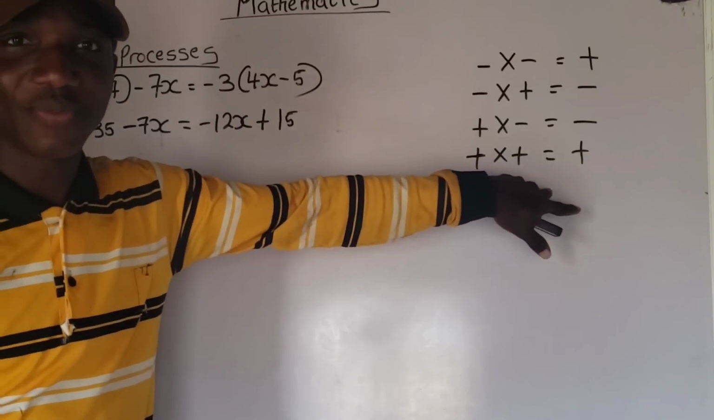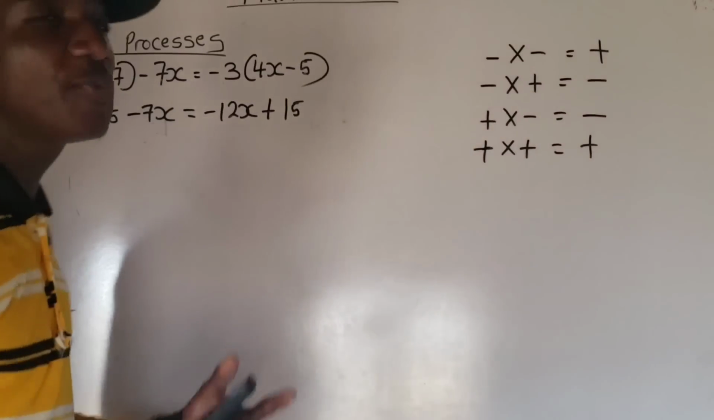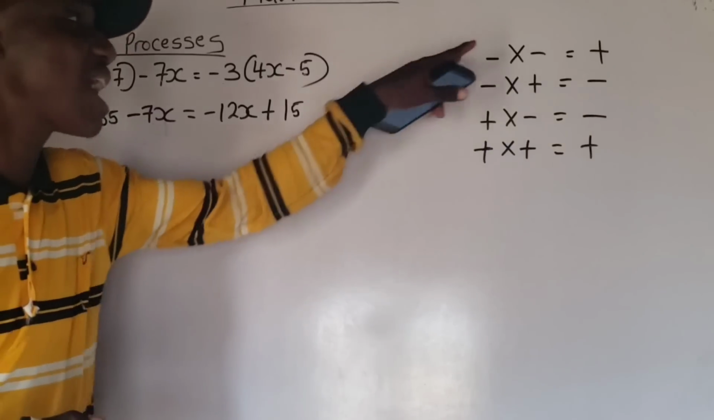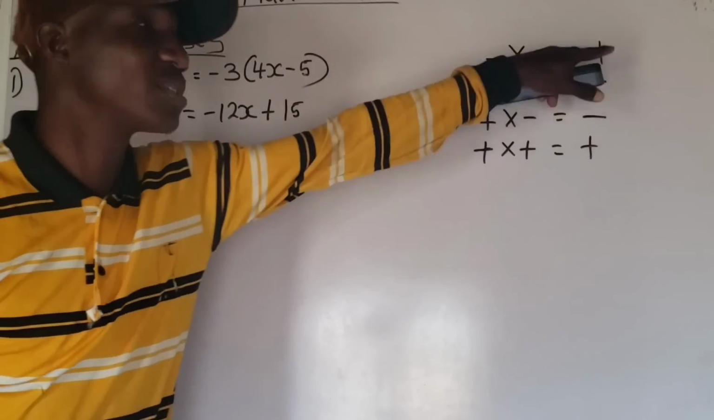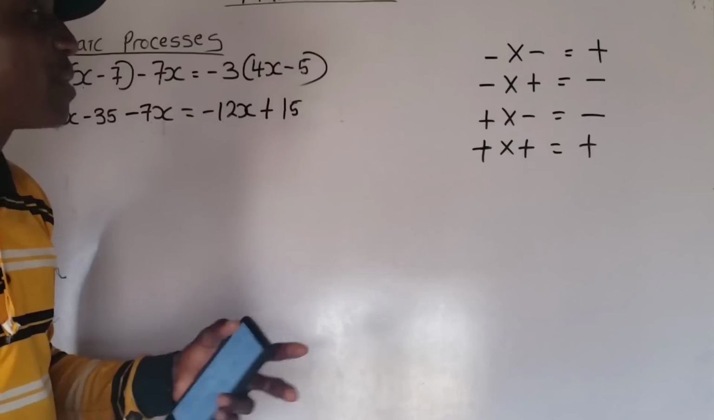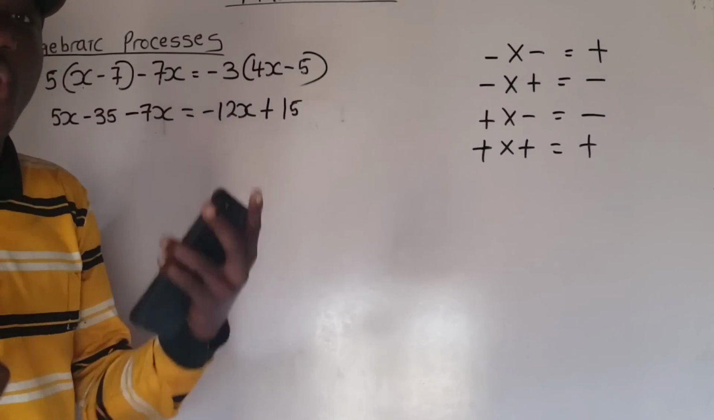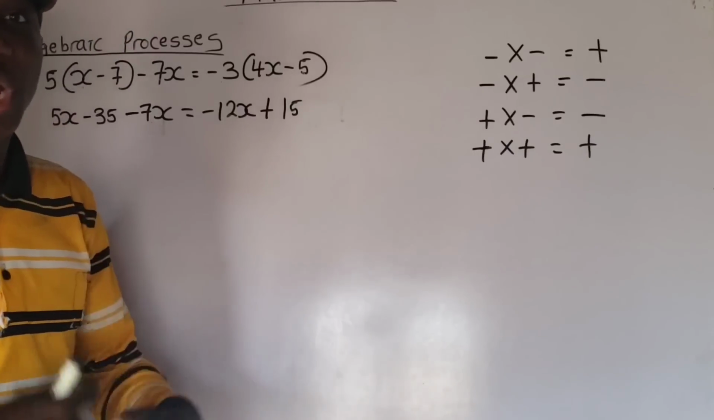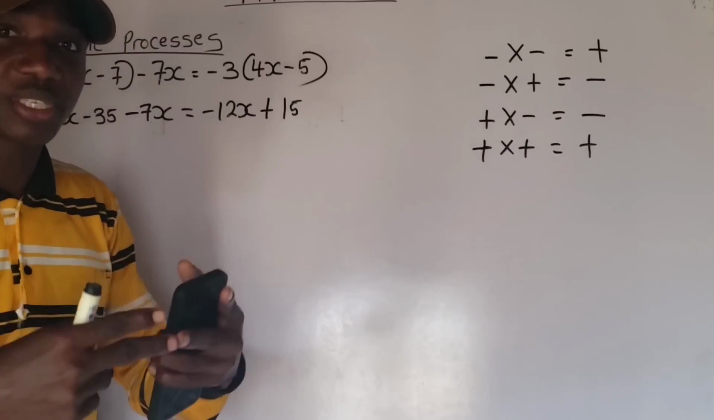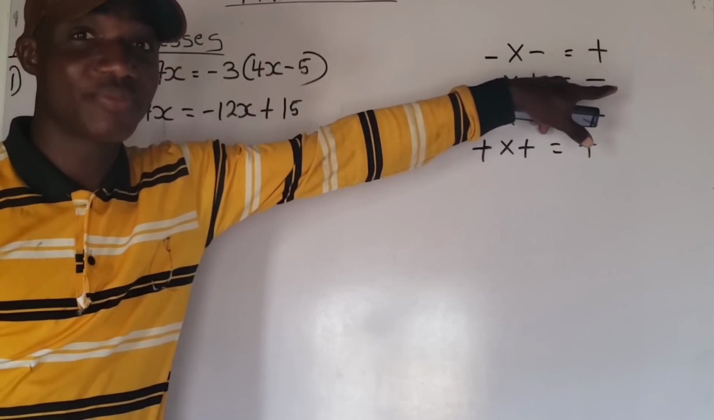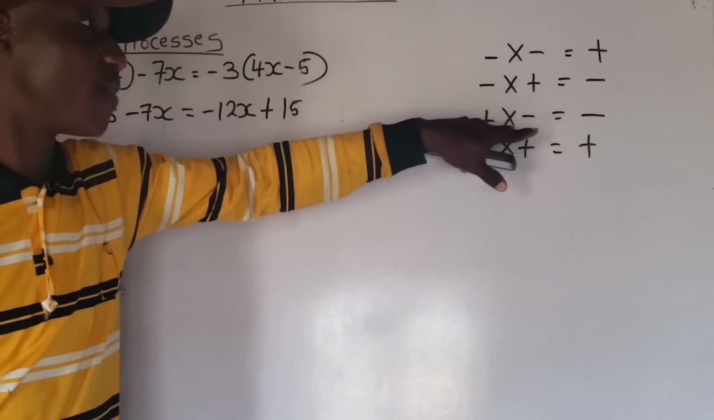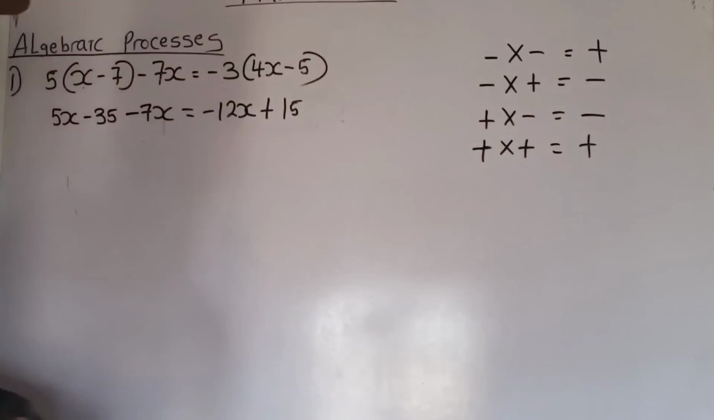Positive times positive, we are going to have positive. Now, if we are multiplying two numbers that both have a negative sign, we are going to have a positive number. You understand? Now, if we are multiplying two numbers in which one has a negative sign and another has a positive sign, by the time we take the multiplication, we are going to have a negative number. And so for the other one also, we are going to have a negative number. Okay, so let us proceed.